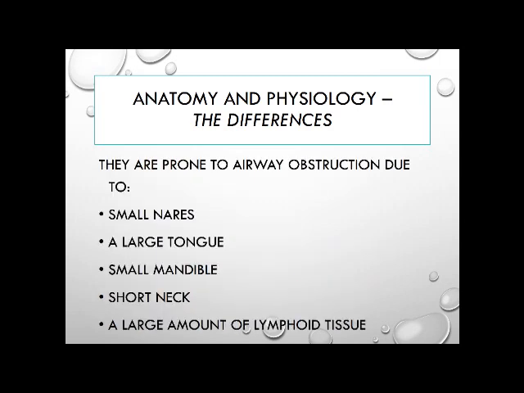Further anatomical differences could be highlighted due to having smaller nostrils, a larger tongue, a smaller mandible, and a shorter neck. And in comparison to adults, there's a greater amount of lymphoid tissue in the oropharynx, nasopharynx and laryngopharynx. So all in all, adding up, that would create a narrower airway, which could easily compromise the airway patency in pediatric patients.